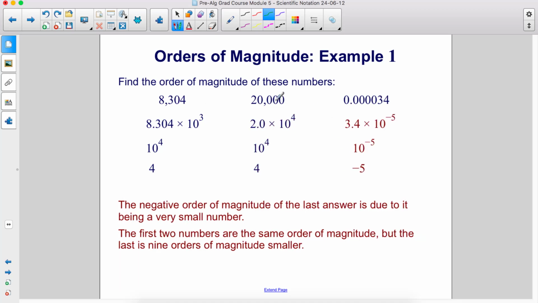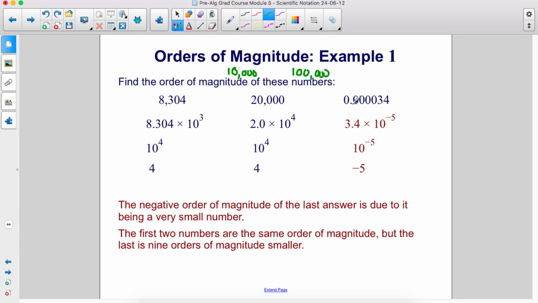On the last slide, I said both of these round to 10,000, and you might be like, wait, how does 20,000 round to 10,000? But basically, you're rounding to powers of 10. So it's either going to be 10,000 or 100,000. So we're saying 20,000 is closer to 10,000 than 100,000.